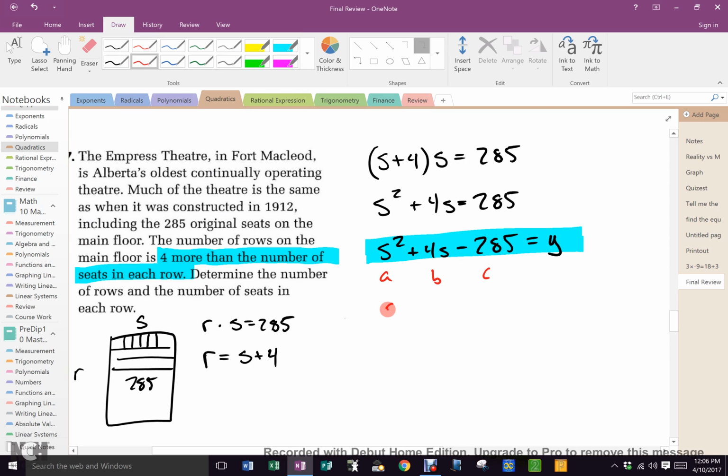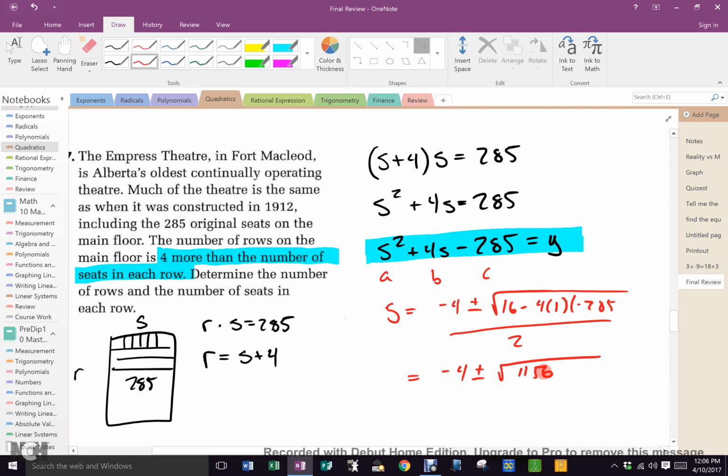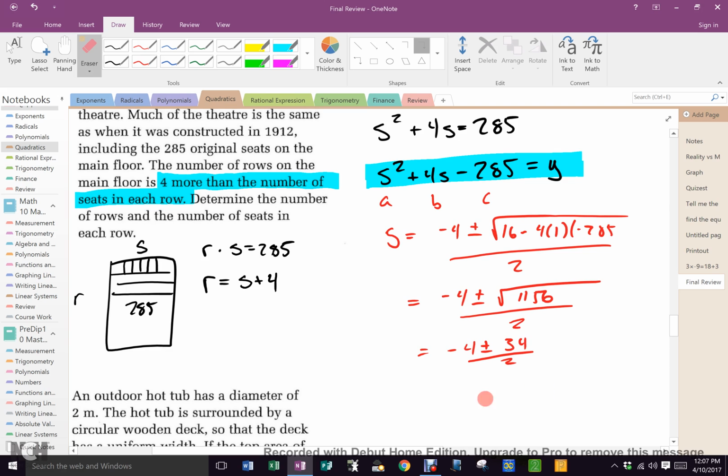So this is s equals the opposite of b, -4, plus or minus the root of 16 minus 4 times 1 times -285, all over 2, which equals -4 plus or minus the root of 1156 over 2, which is -4 plus or minus 34 over 2. Now, it can't be minus, because that would give me a negative, right? So it has to be the positive one.